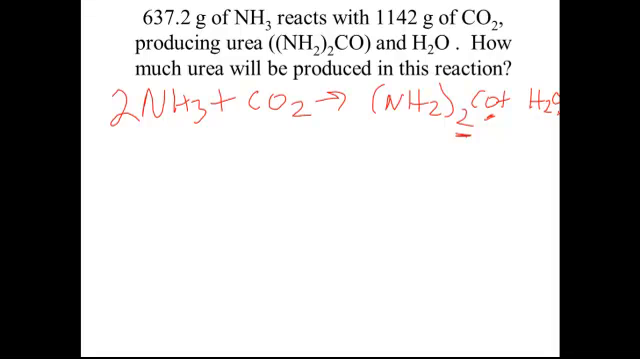Now, how do we know that this is a limiting reactant type problem? The way that you can tell is because they are giving us the amount of both reactants. Notice that they give us the mass of the ammonia, NH3, and they also give us the mass of the carbon dioxide. Usually, if it's not a limiting reactant problem, we already know we have excess CO2, and then the other reactant is going to run out first. In this case, when they give you the amounts of both reactants, you know it's going to be a limiting reactant problem because you have to figure out which one's going to run out first, the 637.2 or the 1142.